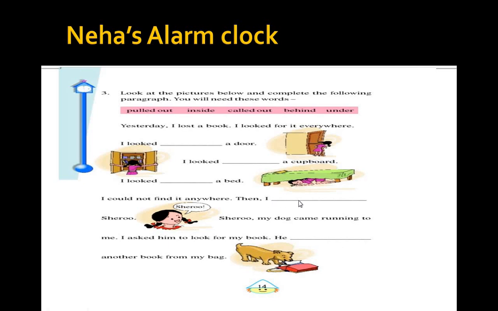Then I dash Sheru. Sheru is the name of her dog, I suppose, another character. So she is speaking out something. So what can it be? She pulled out Sheru. Is it going to be pulled out? Pulled out means खींचना. Or she called out. Called out means बुलाना. So I hope you know the answer. So Sheru, my dog, came running to me. I asked him to look for my book, and this girl asked her dog Sheru to look for her book.